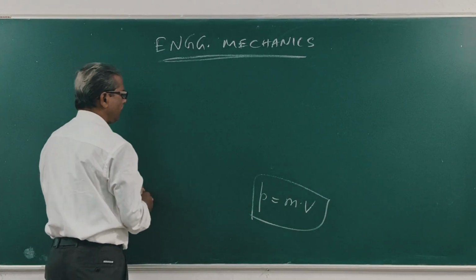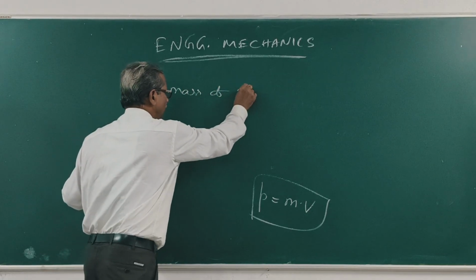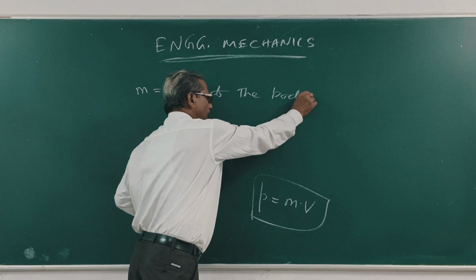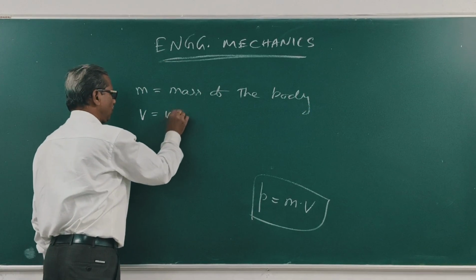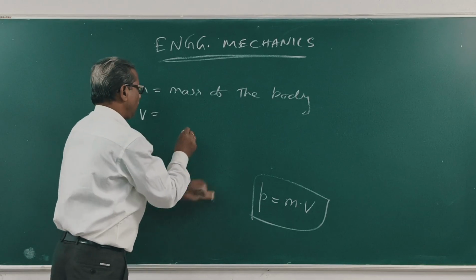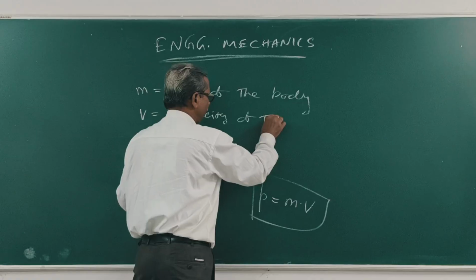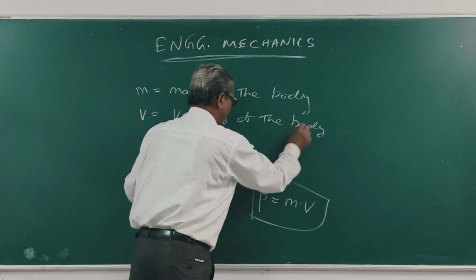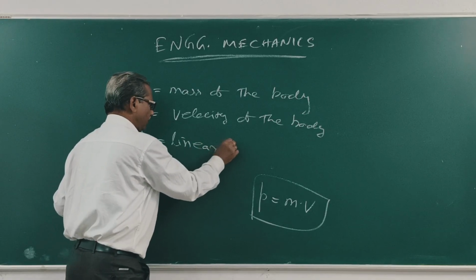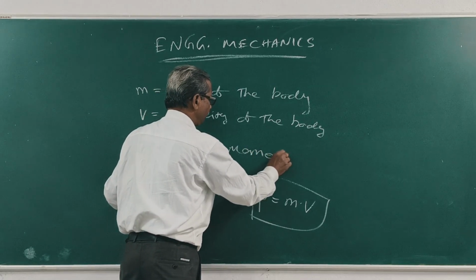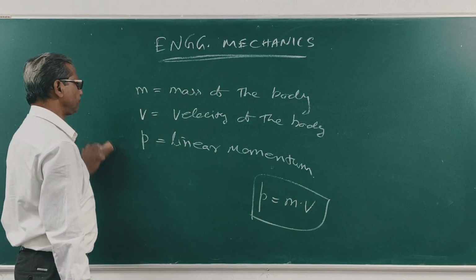Where m is equal to the mass of the body, v is equal to the velocity of the body, and P is linear momentum. P is equal to linear momentum. Clear? Now impulse.